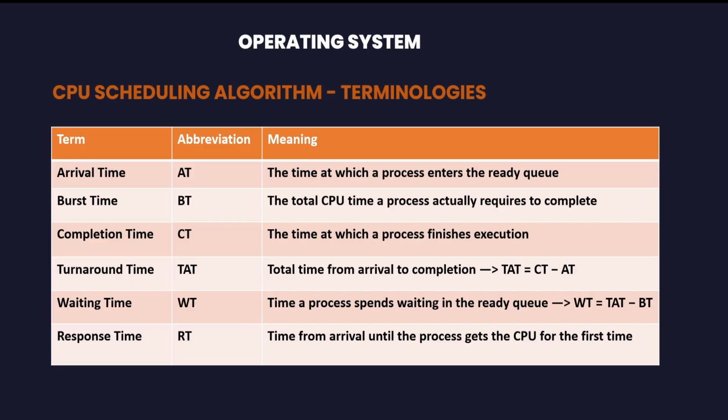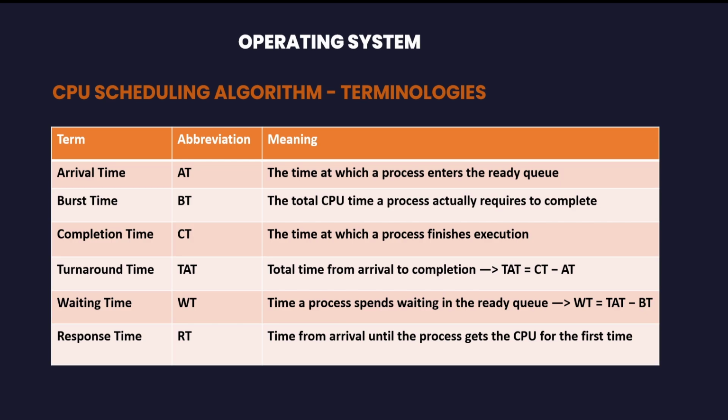Before diving into different types of scheduling algorithms, let us first discuss the important terminologies. First is arrival time, the time at which a process enters the ready queue. Ready queue means the process is loaded into memory and it is ready to run, but it is waiting for CPU time. Second is burst time, the total CPU time a process actually requires to complete.